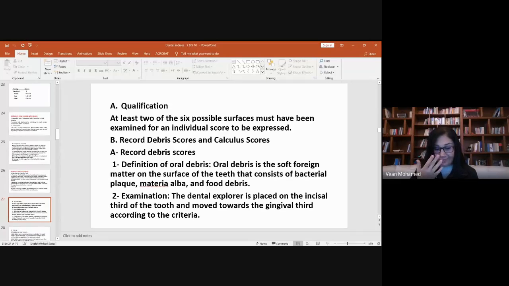And the dental explorer is placed on the incisal third of the teeth and moved toward the gingival third according to the criteria. Do you remember the plaque index? We just measured the gingival third. But in this index, we start from incisal till the gingival. It means the whole surface of the tooth will be examined.